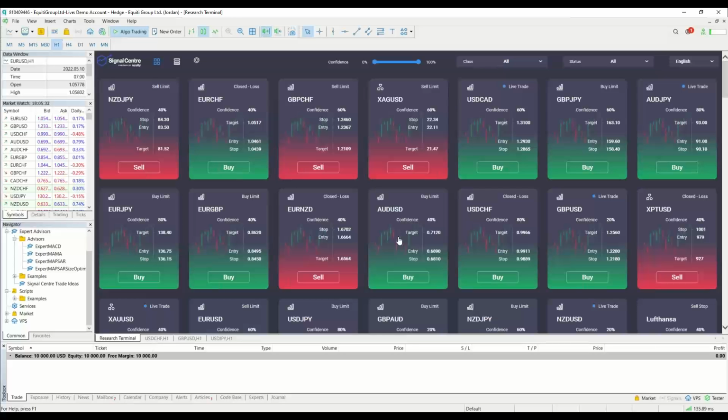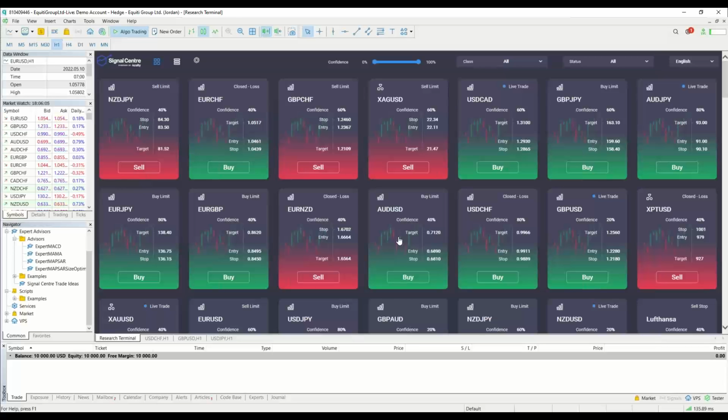Right here on the screen, we have the stream. Each of these tiles represents live trading opportunities today. Anything in red, quite simply, is a sell opportunity. Anything in green is a buy opportunity. We use a variety of limit orders or stop orders to get into the market. All of these ideas are pending ideas when they appear on the signal stream, so they are not ideas that you need to take immediate action on. There will be specific levels at which we're looking to take action on each of these markets.